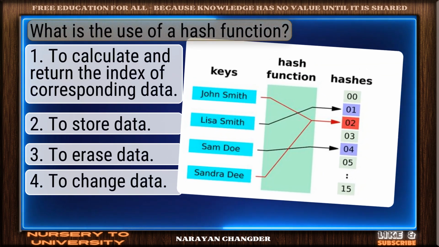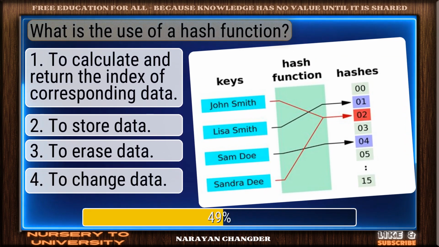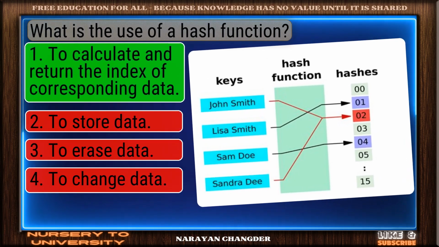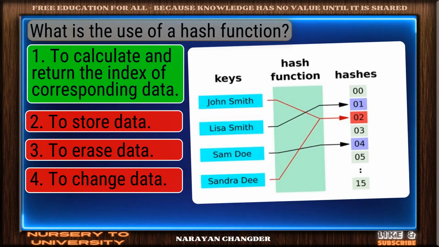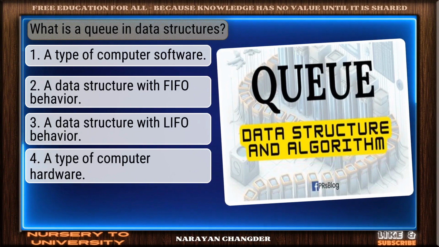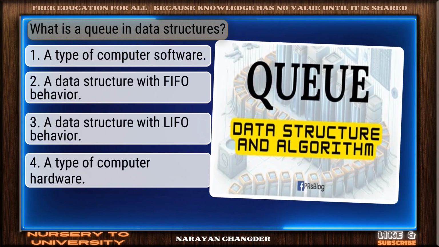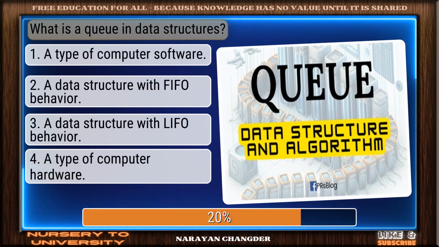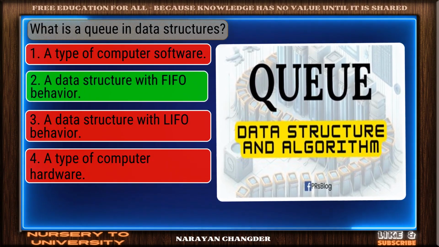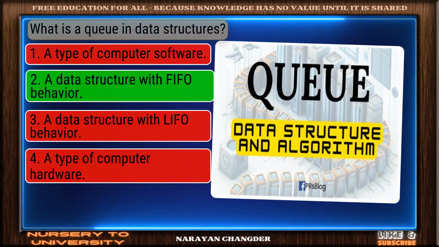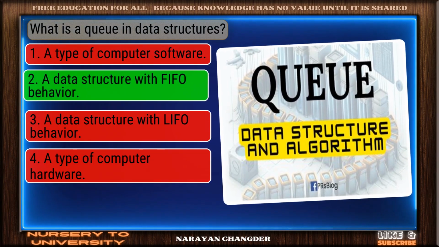Question number 15. What is the use of a hash function? Bravo. To calculate and return the index of corresponding data is the answer. Question number 16. What is a queue in data structures? Well done. A data structure with FIFO behavior is the right choice.